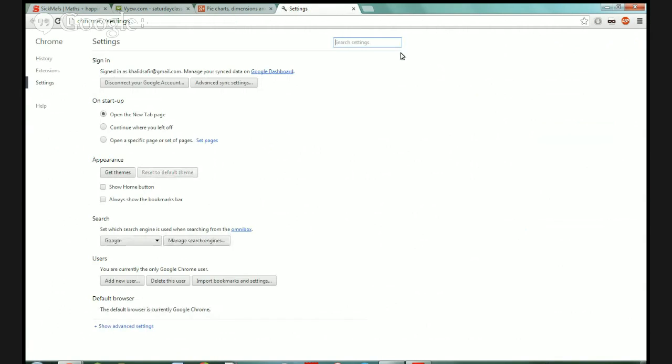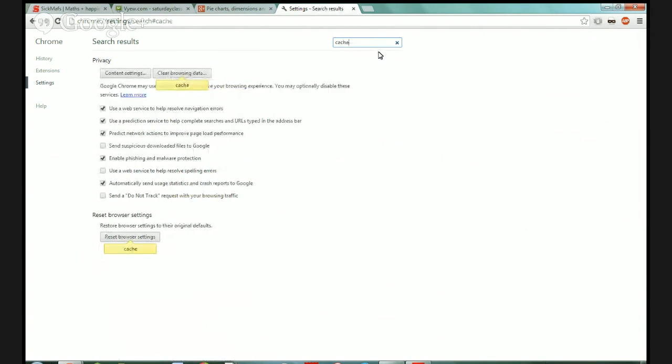And then in the search thing, which it automatically goes in, write cache, C-A-C-H-E, or just start typing and it'll guess what you have to do. It'll point to clear. There will be two yellow pointers, both saying cache, and click on clear browsing data.